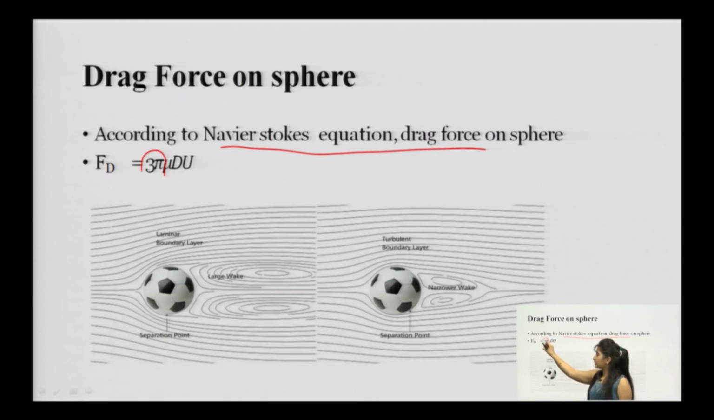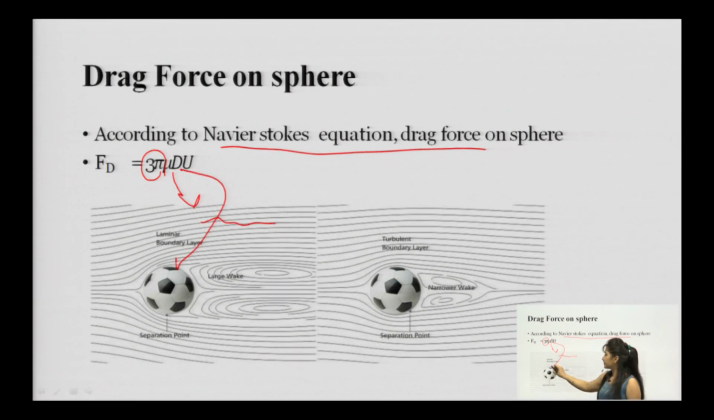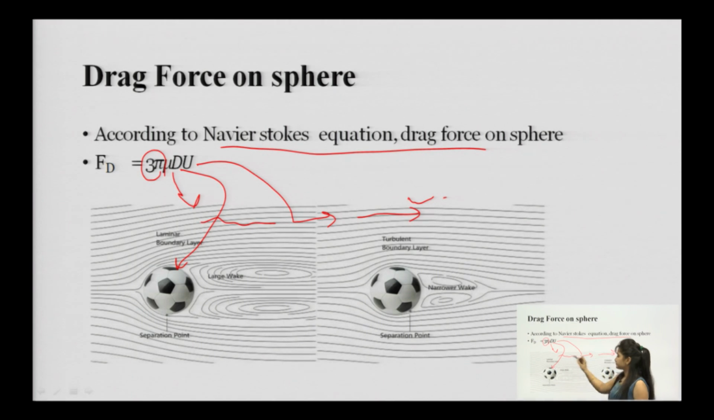Here 3 pi is a constant, mu is the viscosity of the fluid, d is the diameter of the sphere, and u is the uniform velocity over the entire field. This is how you can calculate the drag force over a sphere, but make sure the sphere has a Reynolds number less than or equal to 0.2.